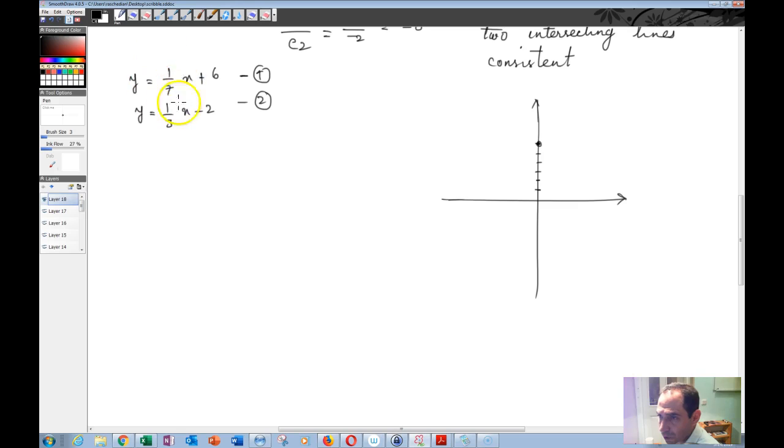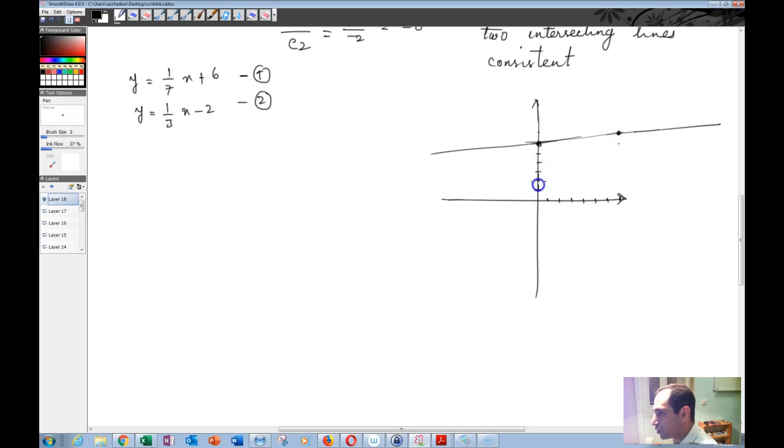This is 1 point, and your slope is 1/7. That means that for 7 units of horizontal change, you have 1 unit of vertical change. So you have 1, 2, 3, 4, 5, 6, and 7. So that means that 7 units would take you over here, and then 1 unit of vertical change would get you somewhere over here. And so this is basically the line that you have over here.